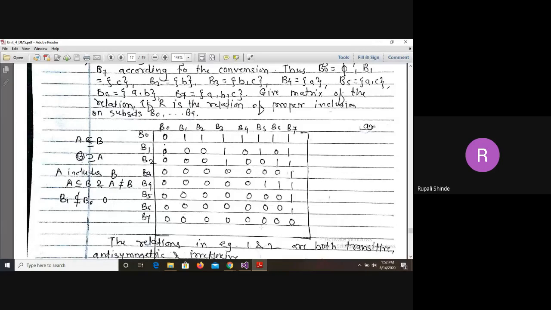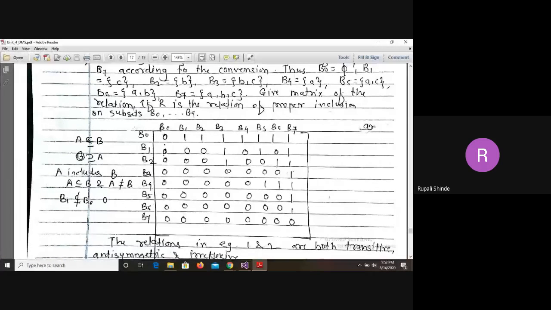So again, I will explain for B0. Now here first row is B0 and first column is B0. Now we have to mark here either 0 or 1. So how can we decide it? What is the given condition? We have been asked this relation is of proper inclusion. So if B0 is a proper subset of B0, then only we have to mark here 1. Otherwise, it should be 0.